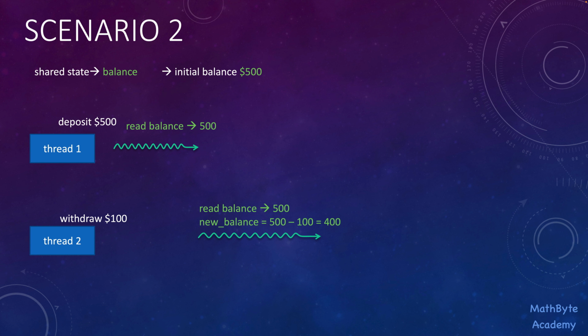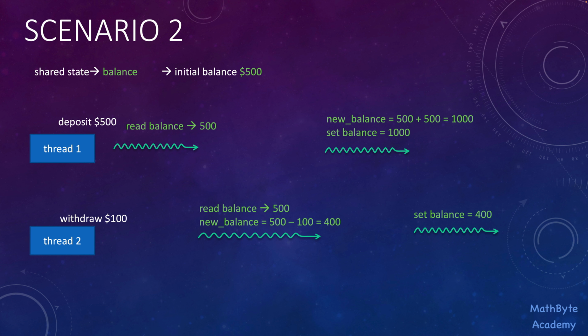And at that point, it gets interrupted. Thread number 1 resumes. So now the new balance is the old balance that it read, which was 500, plus 500, which is 1,000. And then it has time to set the balance to 1,000. And then it's done. And then thread number 2 continues running. Well, it calculated its balance to be 400. The next piece of code it has to run is, well, set the balance to 400. So once those two threads are done running, our ending balance is 400. And of course, that's wrong.